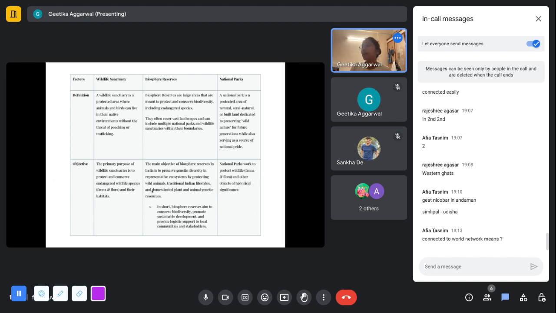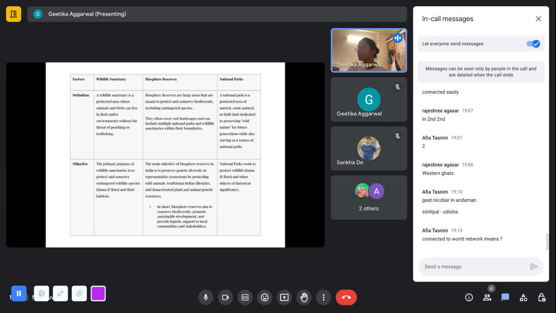And the biosphere reserve, the main objective is to preserve the genetic diversity of that entire area, of that entire ecosystem. You're protecting the wildlife animals, you're protecting the traditional lifestyles, like the tribes are allowed to live in that area, and you're also trying to protect the domestic plants and animals that are found in that area. So as I mentioned earlier, the entire landscape you're trying to protect and not just that particular species.